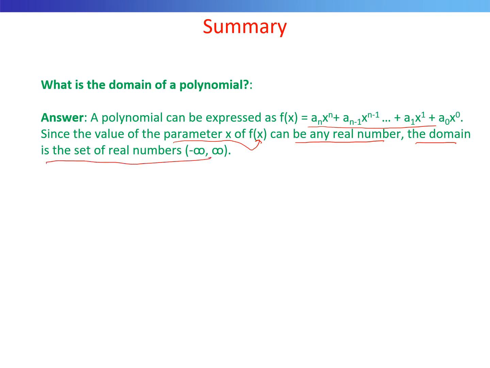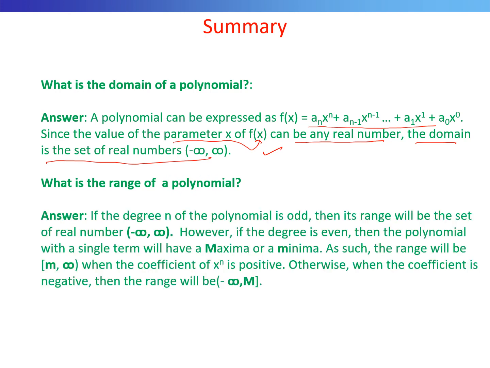One more time. Since the input to functions comes from what is known as the domain, the source of input to functions, and since the source of input to a polynomial is the set of real numbers, then the domain of the polynomial is the set of real numbers. That's the first part. Let's take a look at the second part. What is the range of a polynomial? Answer: if the degree of the polynomial is odd, then the range of the polynomial will be the set of real numbers, which is from negative infinity to infinity.